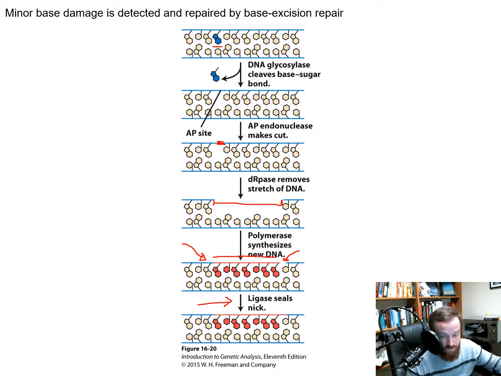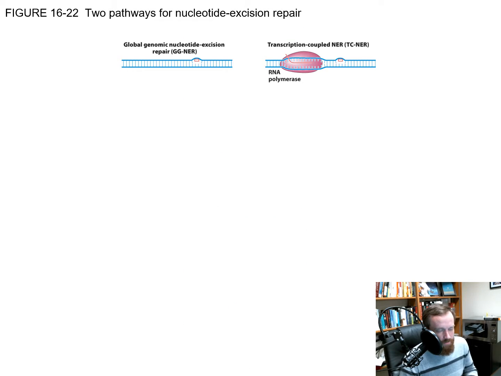Ligase comes in, it fills in that nicked backbone, and now we've completely fixed not only that one base pair, but also some of its neighbors. So what happens when we have a change of a nucleotide, like a point mutation, as opposed to just a damaged base? There are two pathways for the excision and repair of a base, that point mutation that has resulted in a mismatched base.